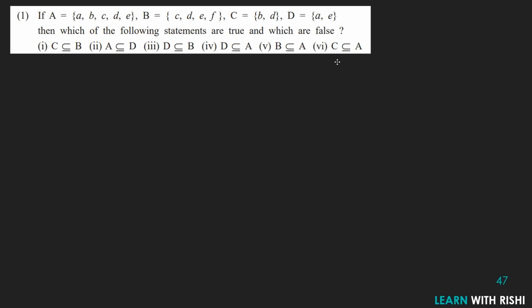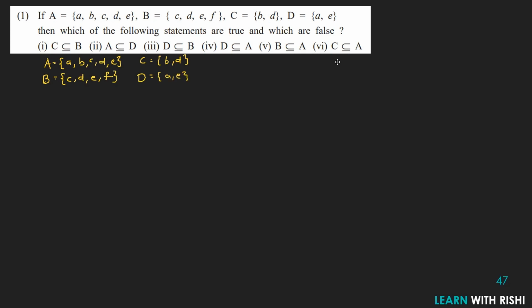So let us write the sets first. Set A is equal to {A, B, C, D, E}. Set B is equal to {C, D, E, F}. Set C is equal to {B, D}. And set D is equal to {A, E}.